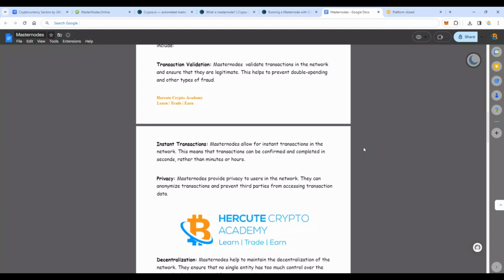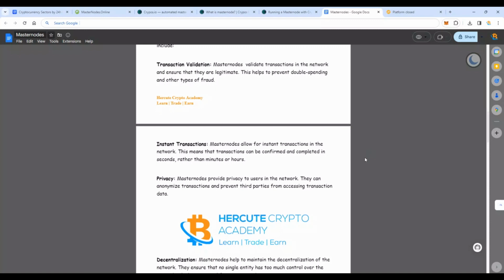Of course, privacy. Privacy has always been at the forefront as far as cryptocurrency engagement is concerned. Masternodes provide privacy to users in the network. They can anonymize transactions and prevent third parties from accessing transaction data. And that is basically what happens with any other cryptocurrency.